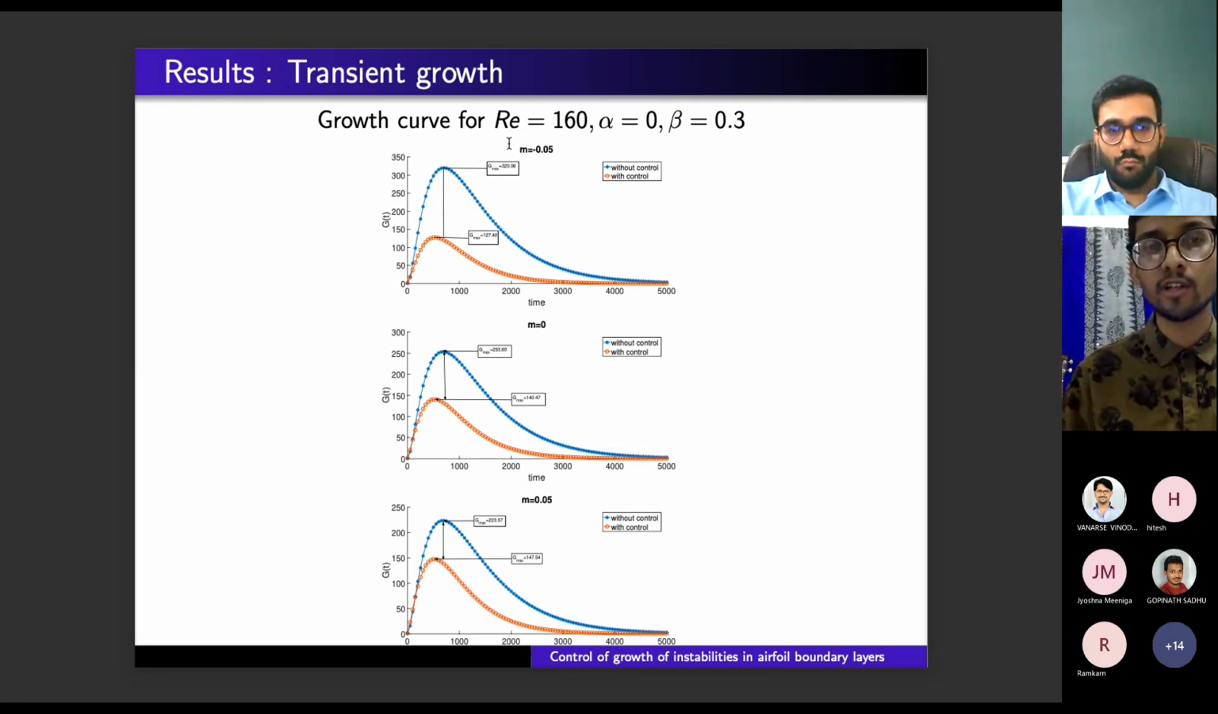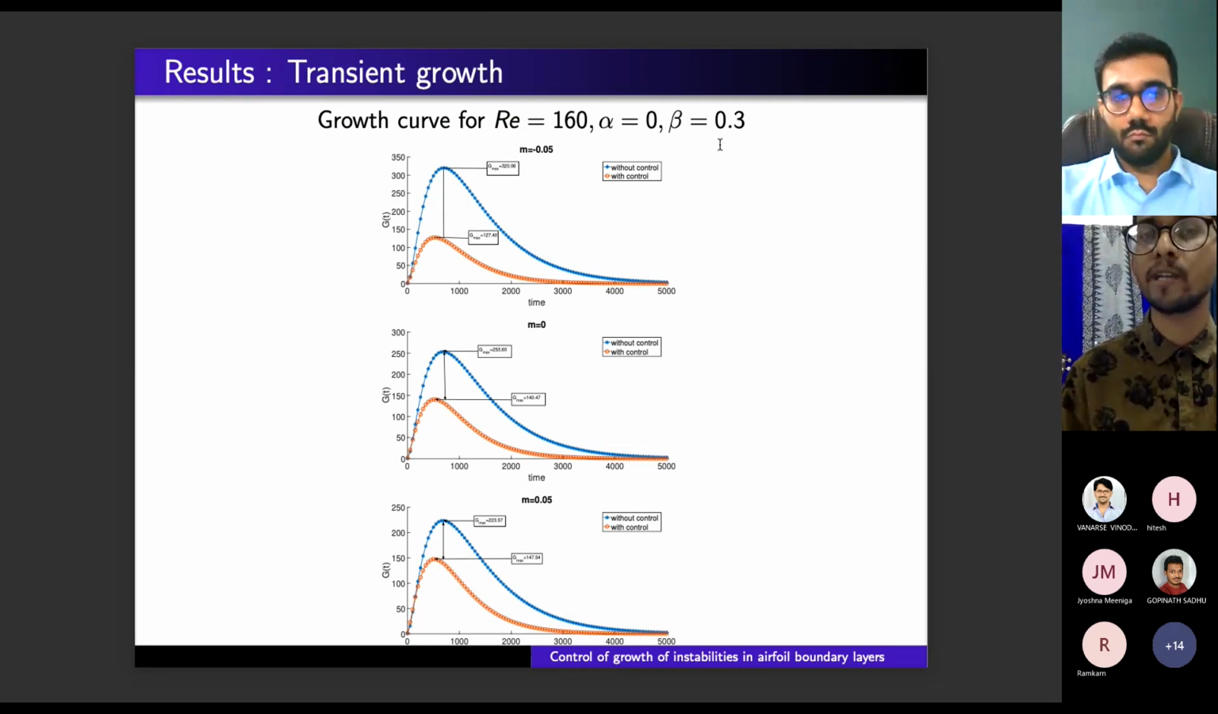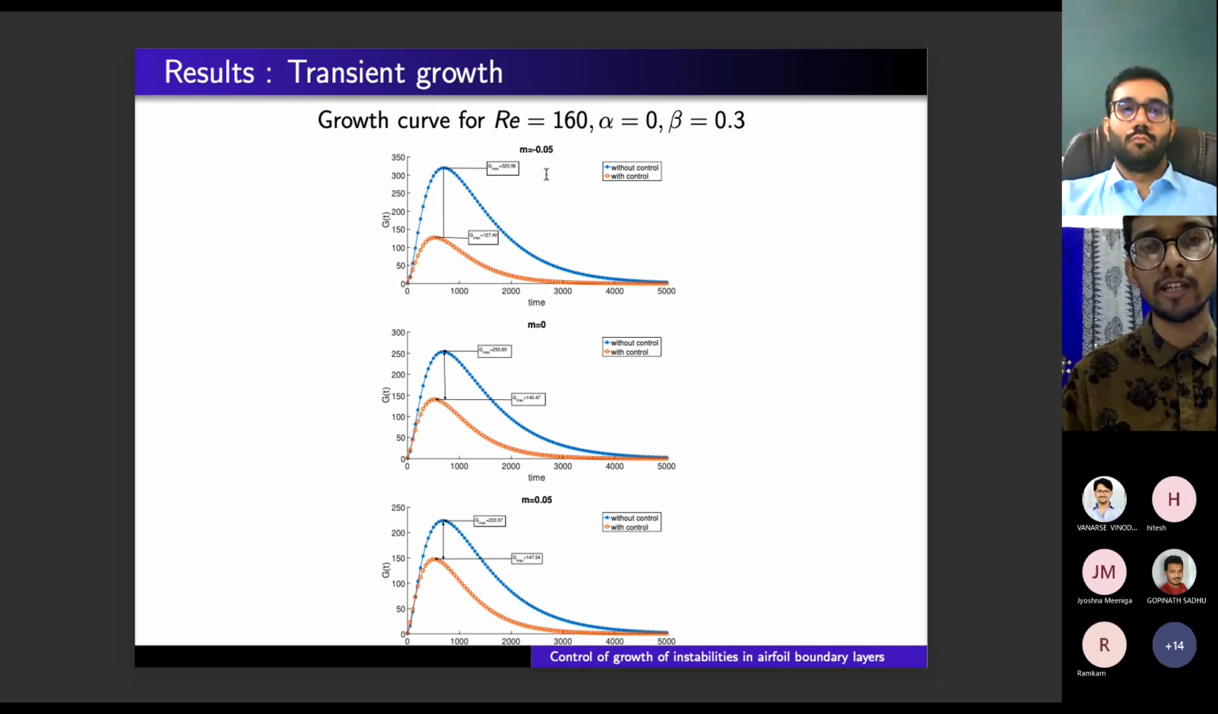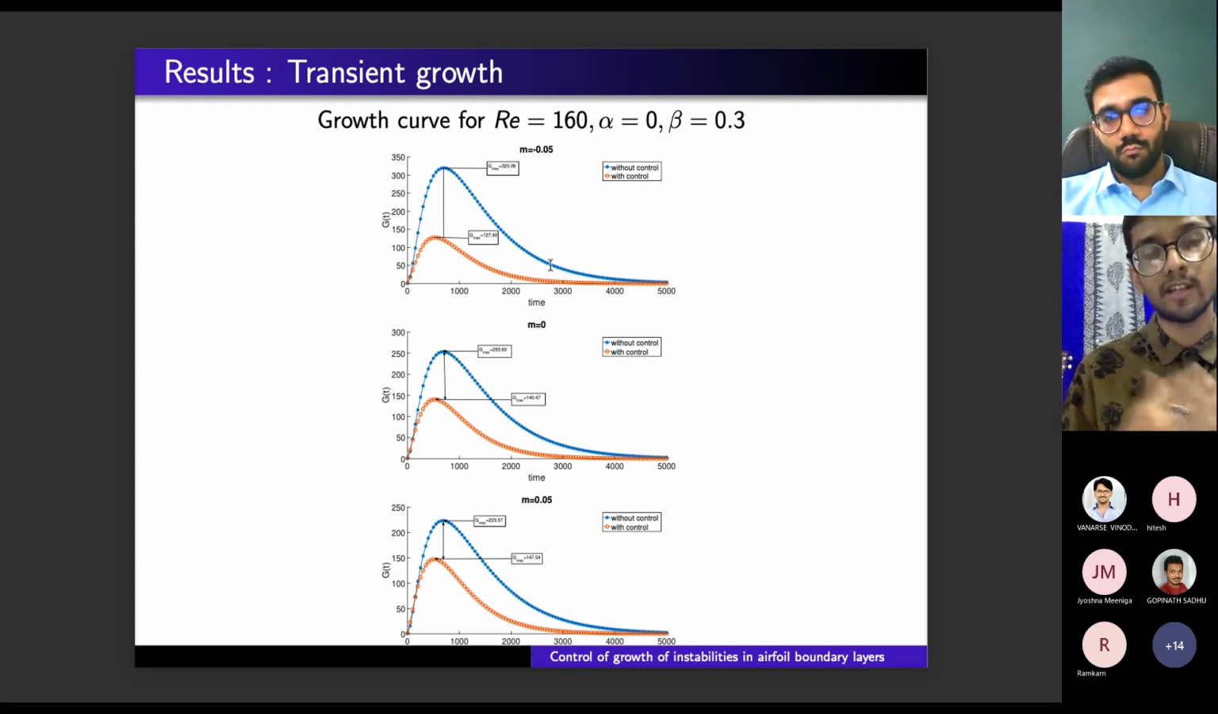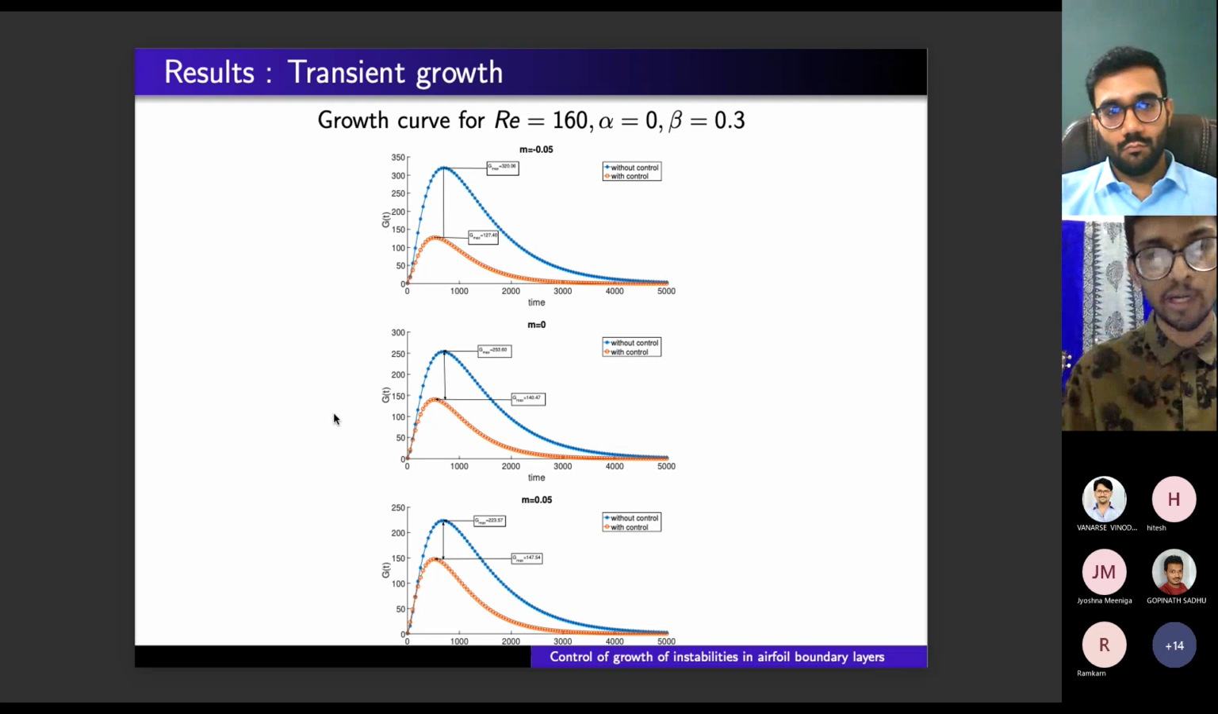So this is for Reynolds number 160, alpha equals 0, beta equals 0.3, and for 3 different locations on the airfoil. The blue curve in each of the graphs represents the energy amplification without control, and the red curves represent the energy amplification with control. So as you can see, there is a significant reduction in all the graphs at all locations.